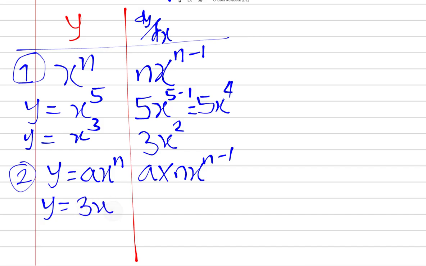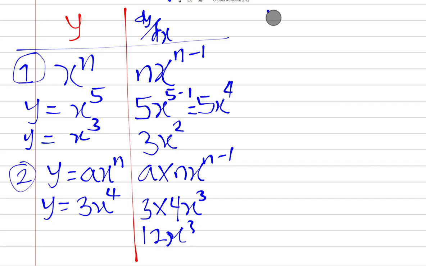3x raised to power 4. I think that 3x raised to power 4, that will now be what? 3 times what? Times 4. Then x raised to power 4 minus 1, 3. I think that. So this will now be what? 12x raised to power what? 3. Are you seeing that now? So that is the derivative of this.